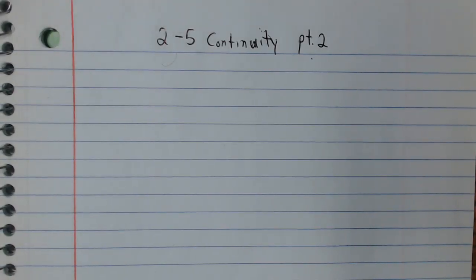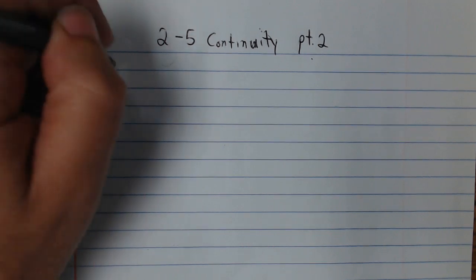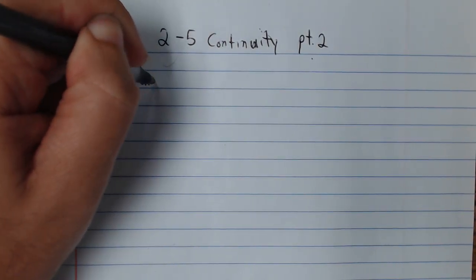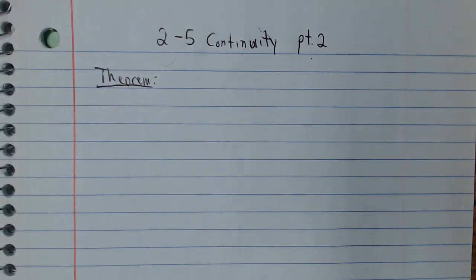Okay, so we're now going to cover the second part of section 5, which will deal with some more theorems that have to do with continuity, as well as a couple of important theorems that we'll use quite a bit in this class. And so this part is fairly important. So let's start off with our first theorem. And this first theorem basically has to do with composite functions.